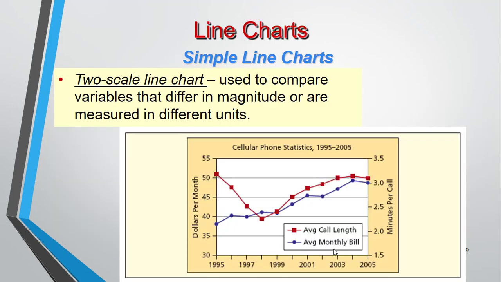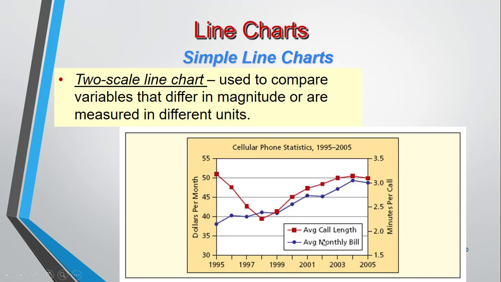And you can also display several variables at once in one chart. This one shows a two-scale line chart, showing the cell phone statistics between 95 and 2005. The red or maroon colored line is the average call length of cell phone calls. The blue line is the average monthly bill for cell phone use. You can see the dollars per month for the bills, and minutes per call on the right hand side is for the length of the call.